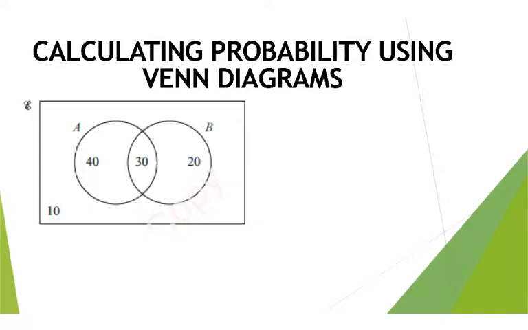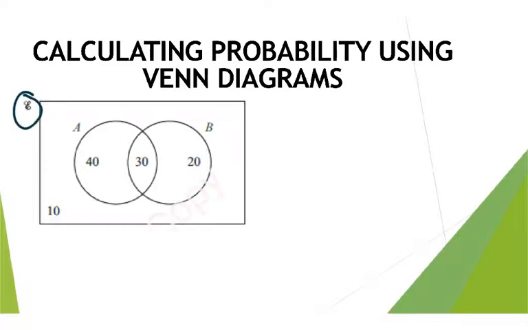In this video, we are going to look into calculating probability using Venn diagrams. Now we are going to use Venn diagrams to solve probability problems. This Venn diagram shows the result of a survey in which people were asked whether they watch program A or program B. We are going to study the diagram and read the information to see how to determine the probabilities from a Venn diagram.